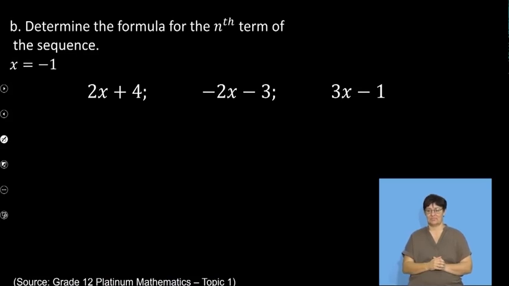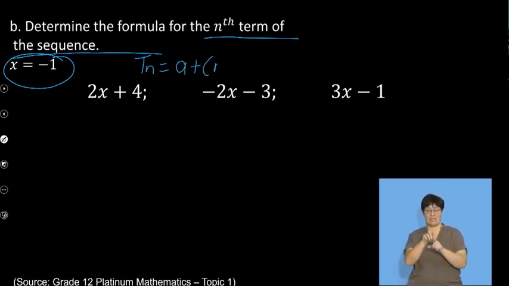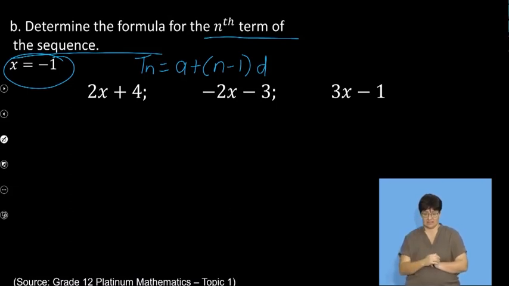So we now need to determine the formula for the nth term of the sequence now that we know that x is equal to -1. We know that the nth term of the sequence comes in the form of Tn is equal to a plus (n minus 1)d. But I don't have a. A is still in terms of x.